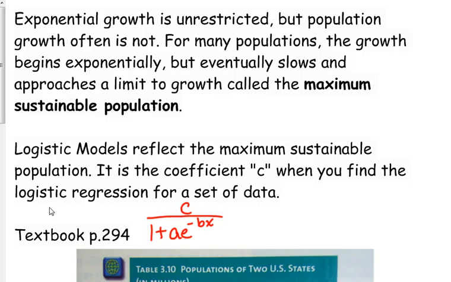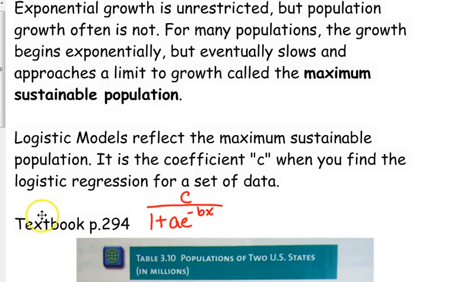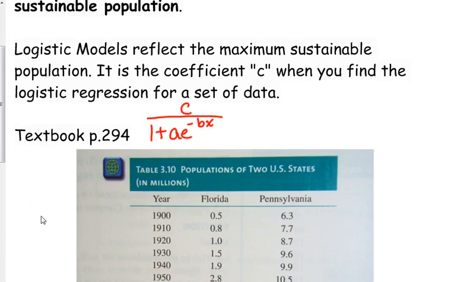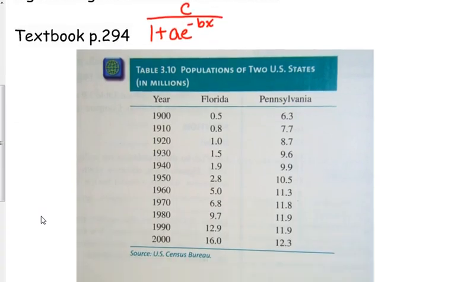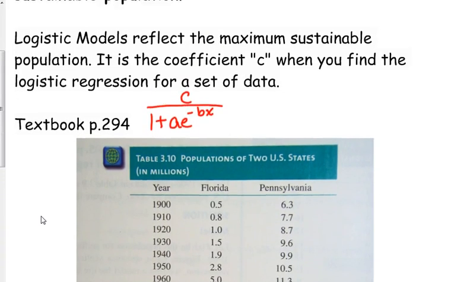So, exponential growth is not unrestricted. Exponential growth is unrestricted, but population growth often is not. It'll start exponentially, but it eventually slows and approaches the maximum sustainable population or the carrying capacity. So logistic models are actually better models for population growth than exponential models. It takes into consideration that carrying capacity.